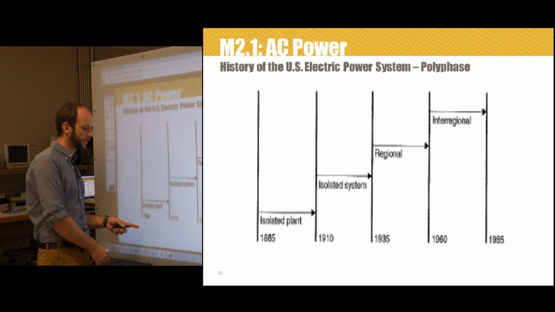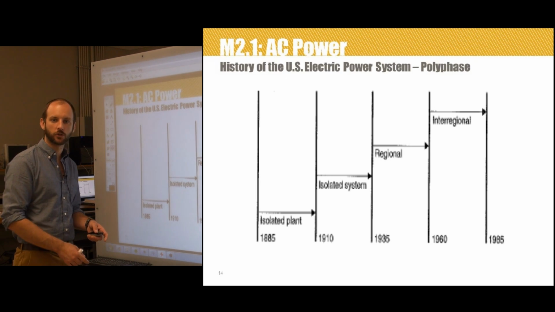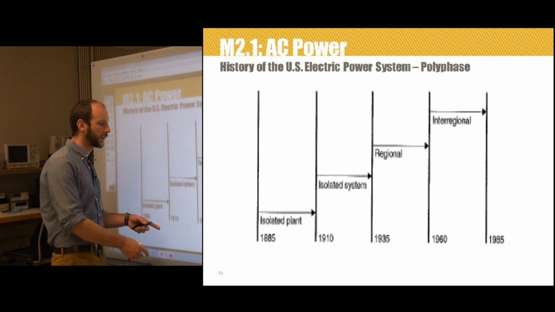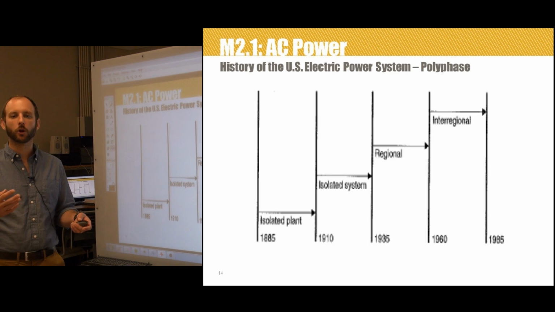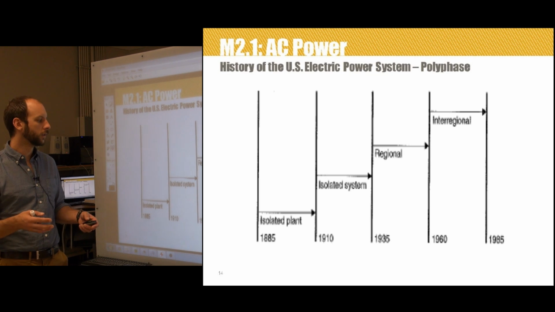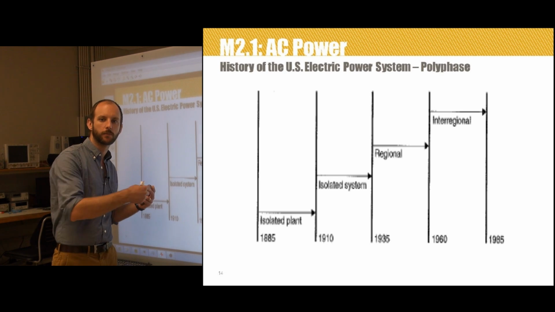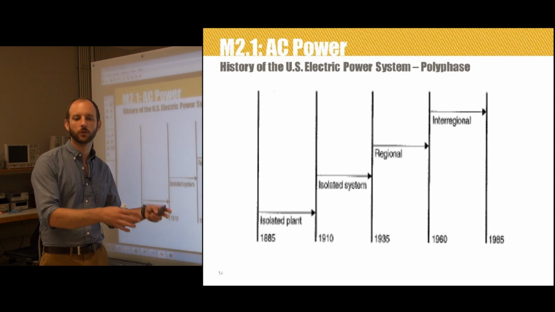Starting in about 1885, there were isolated plants, so it was a plant connected to a load. And then starting at about 1910, we created these isolated systems, the local utilities. They'd have lots of generators connected to lots of loads, more distinct, but it was still an isolated system. GE owned theirs, and the city of New York owned theirs.